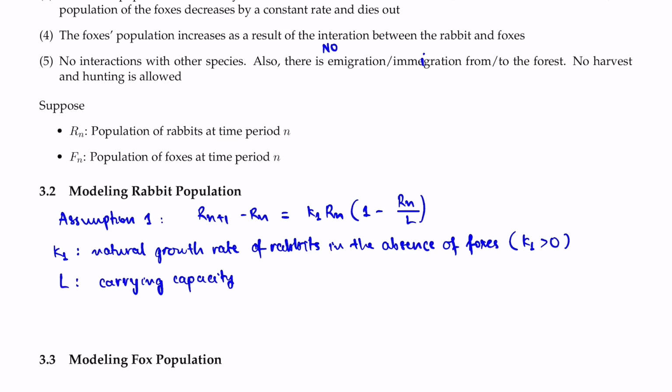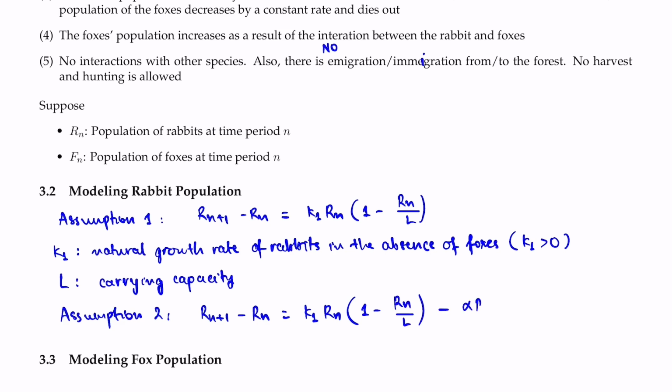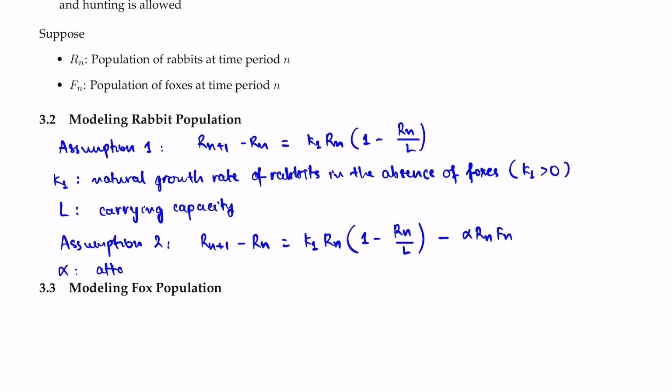Now we're going to modify the equations a little bit to include the interaction between rabbits and foxes. So from assumption 2, you have that R sub n plus 1 minus R sub n is equal to k1 times R sub n times (1 minus R sub n divided by L) minus alpha times R sub n times F sub n, where alpha in this context is the attacking rate of foxes. And alpha is assumed to be a positive number. I'll call this equation 1, and I will include it in the system of difference equations.